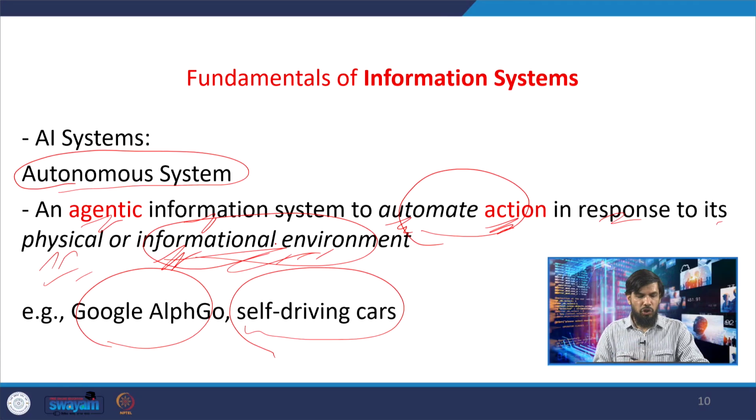So, the agent is doing action in response to what the human is doing, right. So, Google AlphaGo is another example of autonomous systems. Two examples we talked about within autonomous systems, one for the physical environment and one for the informational environment. So, this is one more interesting example of AI systems and autonomous systems.